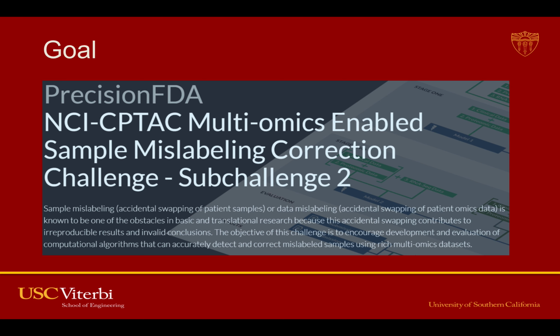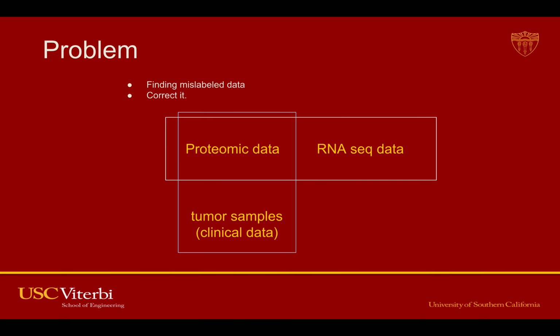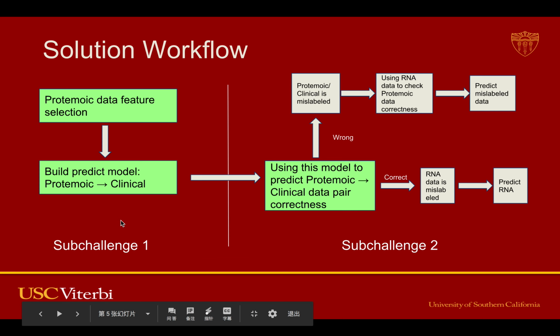The challenge that we are picking is FDA mislabeling correction subchallenge number 2, and this is why it is important. This is the problem that we are actually facing: there are 3 types of data, and there are relationships between them. The goal is to find the mislabeled data, and the second is to correct it. This is our problem, and this is our solution workflow.